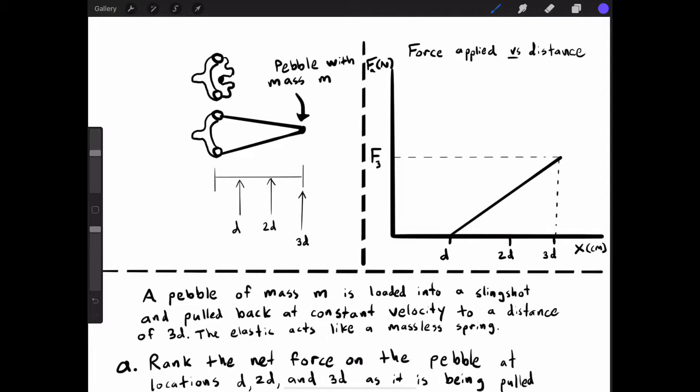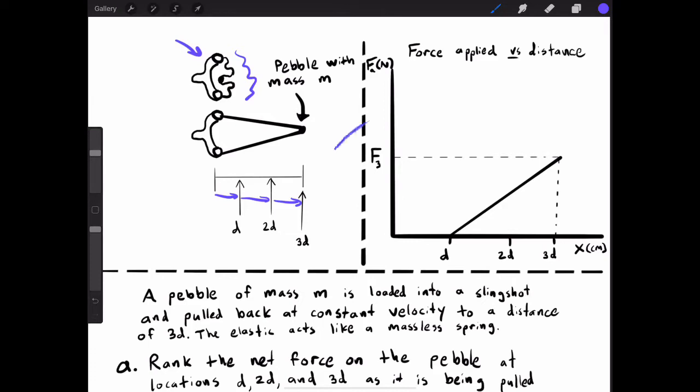Okay, so let's go over what it looks like. We start out with our slingshot, and the spring or elastic is not really stretched yet. Now, when we start stretching it, we do it at constant velocity, and as we're stretching it, it goes to d, then to 2d, and then it makes it to its maximum distance of 3d.